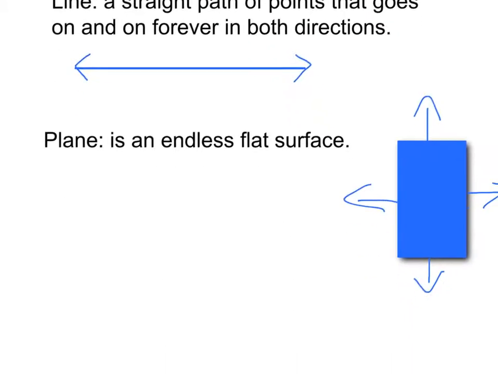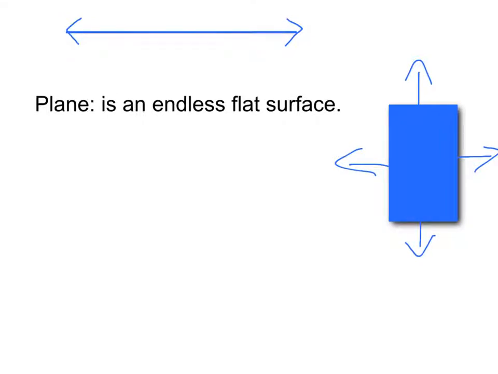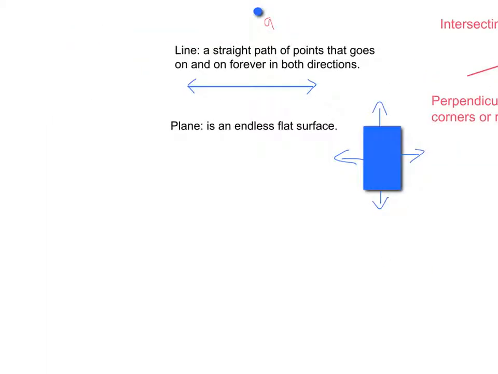A line and points are both located on planes, and a plane is just this idea of an endless flat surface. For example, your tabletop or the wall could be considered a plane, but since it's not endless, it doesn't meet the official definition, but it's the same idea: a plane, an endless flat surface. That's what these arrows here indicate. They mean it just goes on forever and ever.